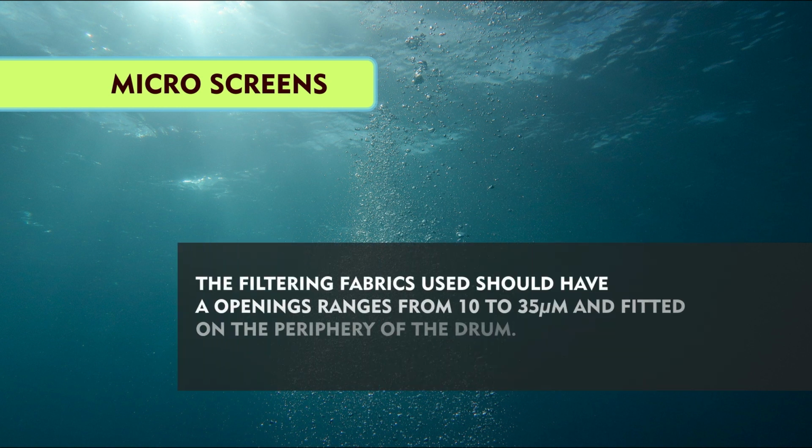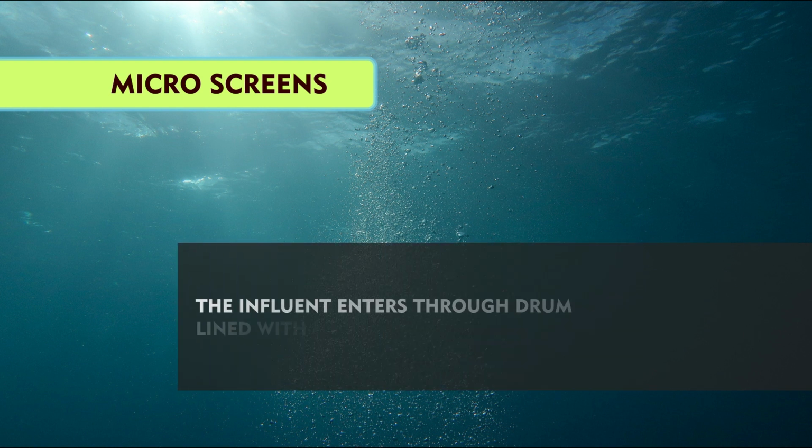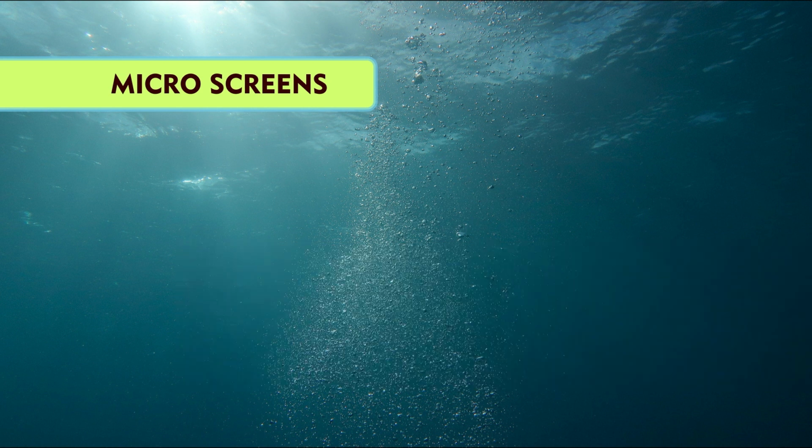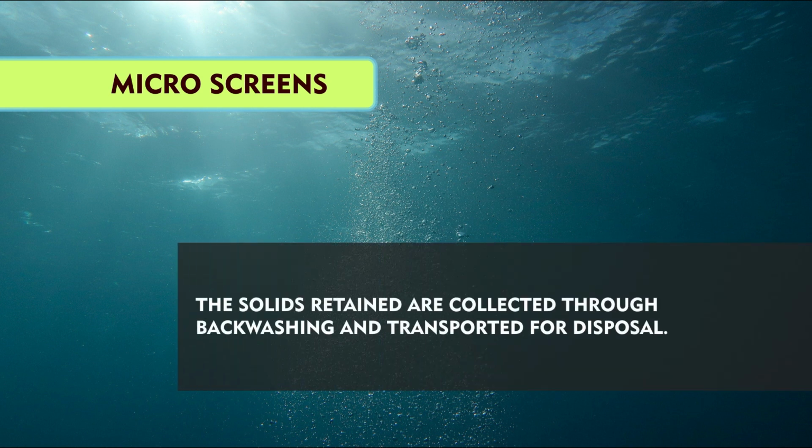The filtering fabrics used should have openings ranging from 10 to 35 micrometers and are fitted on the periphery of the drum. The influent enters through the drum lined with fabric. The solids retained are collected through backwashing and transported for disposal.